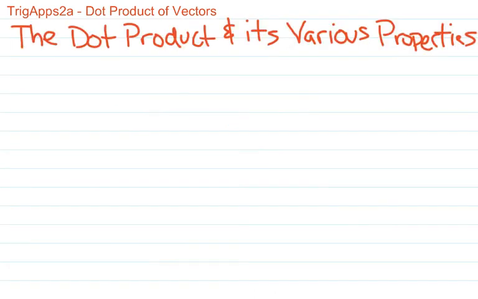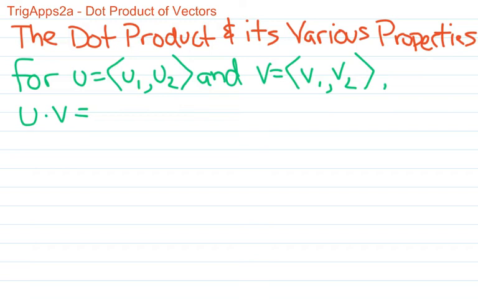So let's spend a few minutes identifying what the dot product really is, how you calculate it, and its various properties. First things first, for two vectors, u and v, the dot product can be described as this: u dot v, that's exactly how we'll say it, is u1 times v1 plus u2 times v2.